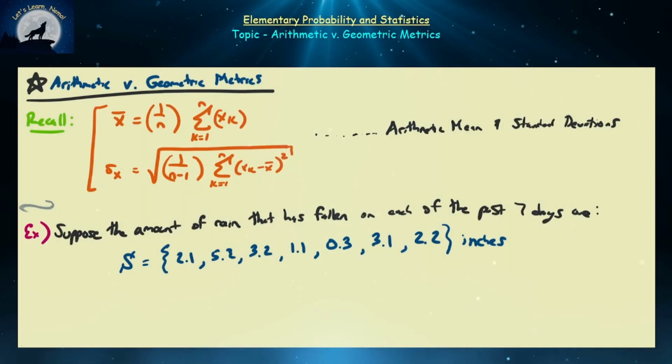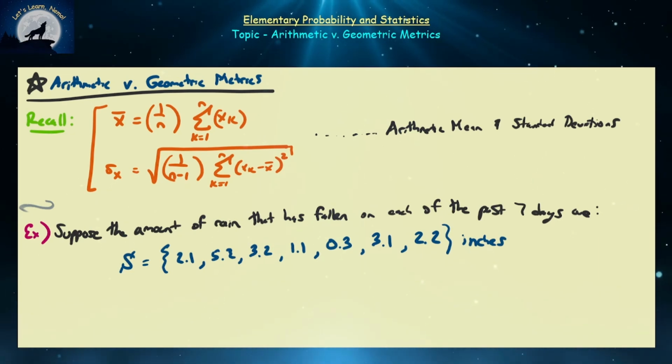Hello everyone and welcome back to our discussion of elementary statistics. Today we're going to be discussing a couple new metrics that are commonly used in statistics that can sometimes be viewed as more appropriate than their arithmetic counterparts, and they're called the geometric mean and the geometric standard deviation.